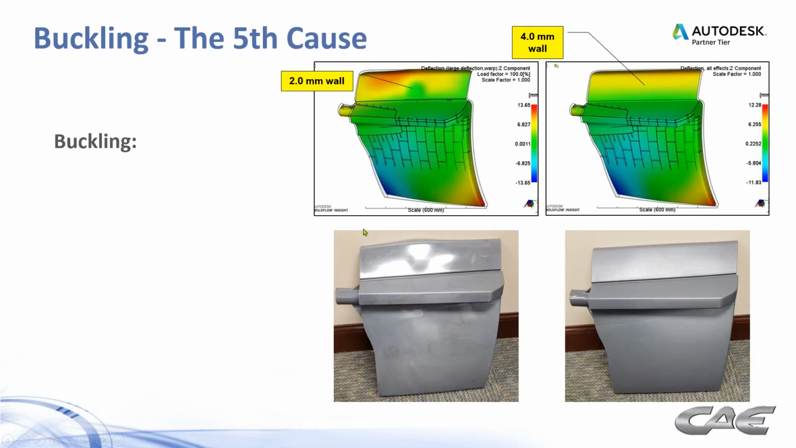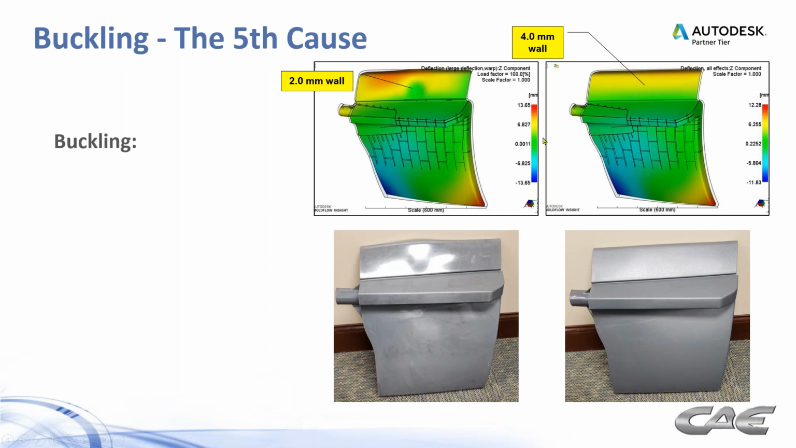Here's a case in point. We'll call this the fifth cause. We talked about cooling, shrinkage, orientation, and corner effects already, but we haven't talked about buckling. And this essentially is a shrinkage effect, but it's a very drastic shrinkage effect.